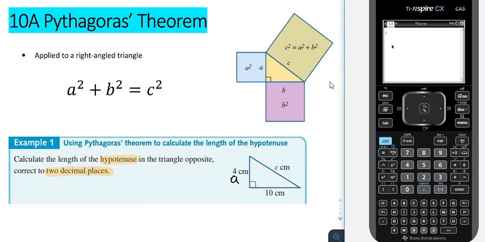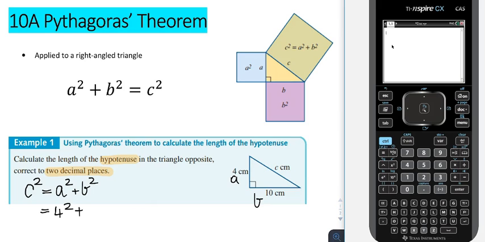So example 1, use Pythagoras' theorem to calculate the length of the hypotenuse. So we want the hypotenuse, and this question also states 2 decimal places. So label our sides. It doesn't really matter if I use A for 4 or A for 10. I've chosen 4 and then 10 for B. Write out my formula and then substitute in.